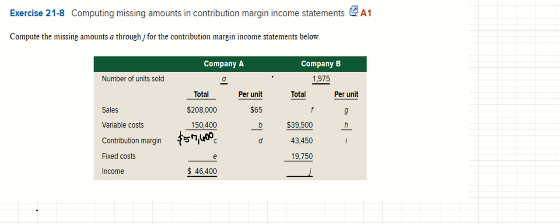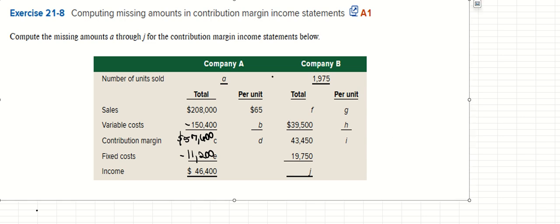From here, I can figure out what the fixed cost is going to be by taking the contribution margin of $57,600 and subtracting out the income of $46,400 for company A. That's going to give me $11,200. And that is a subtraction there.